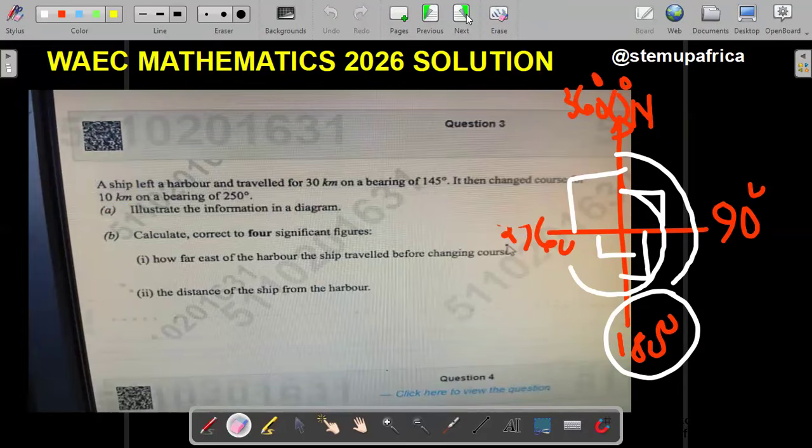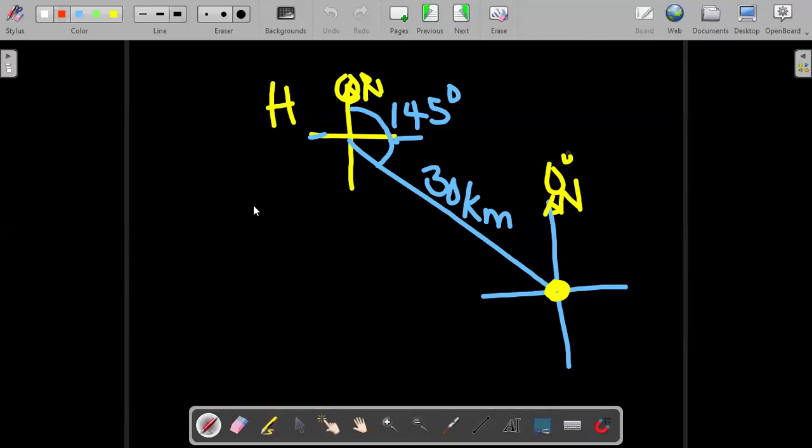You say it then changed course, for 10 kilometers on a bearing of 250. That is, it didn't stop here. It now left that point on a bearing of 250. Let's rotate it now. I'm looking for 250.